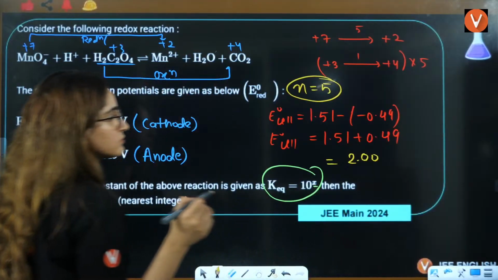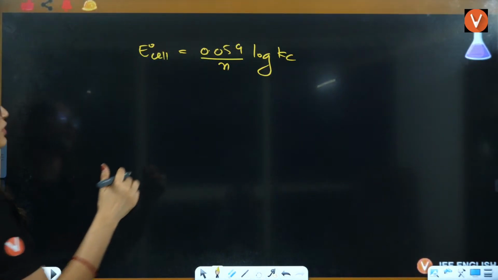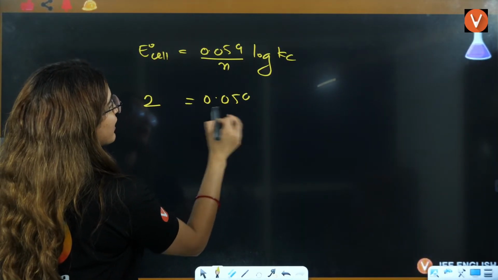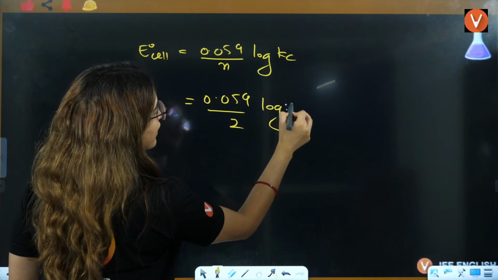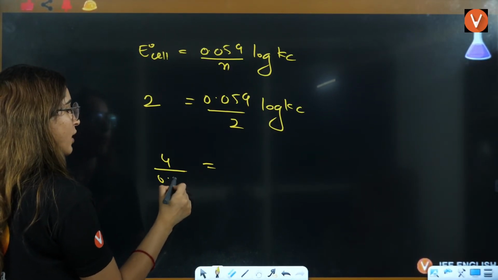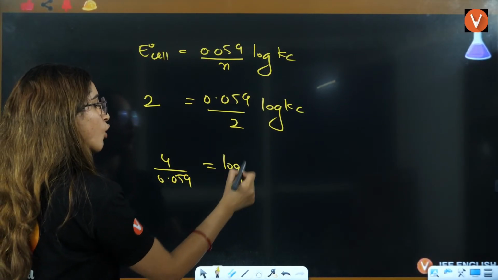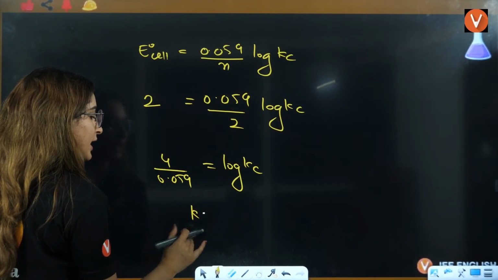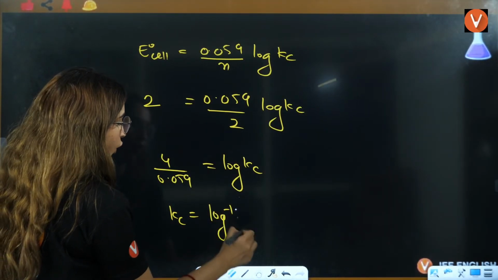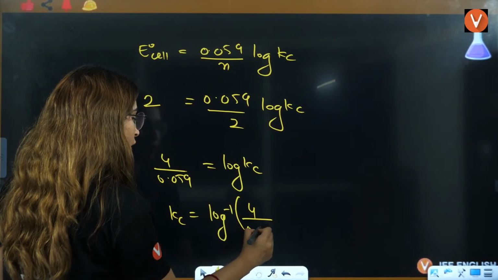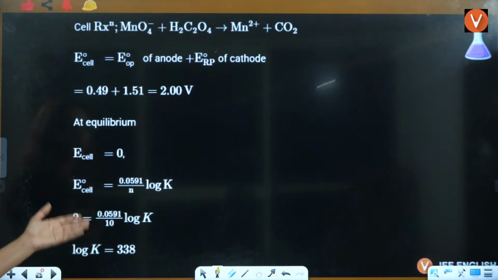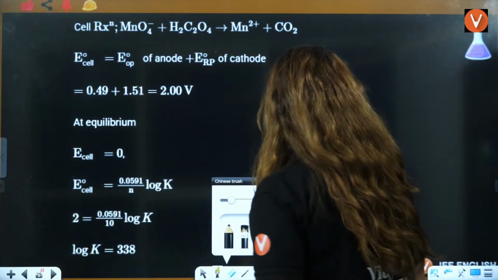Right? Okay. You could have calculated this though, right? So this is 2, this is 0.059, this is also 2, this is log of Kc. Calculate this, this will become 4 divided by 0.059, which will be your log of Kc. Now Kc will be nothing but the anti-log of 4 by 0.059, and after taking the anti-log you will have your answer here, right?